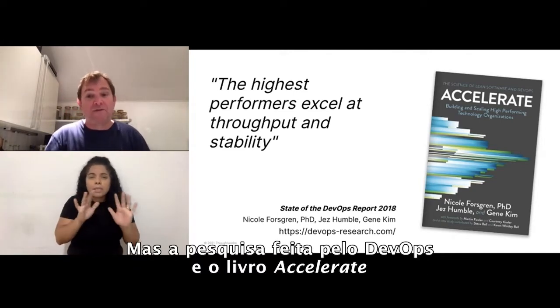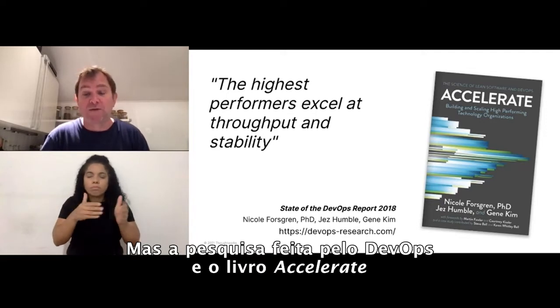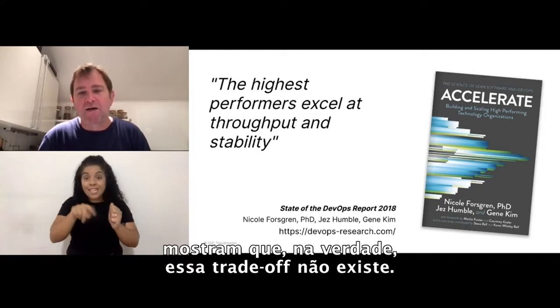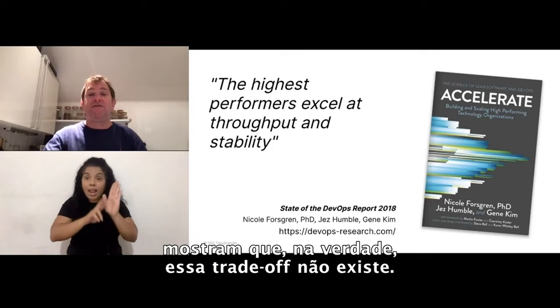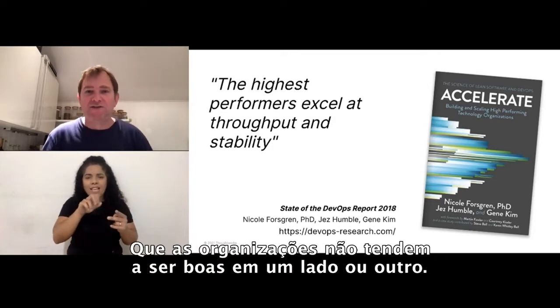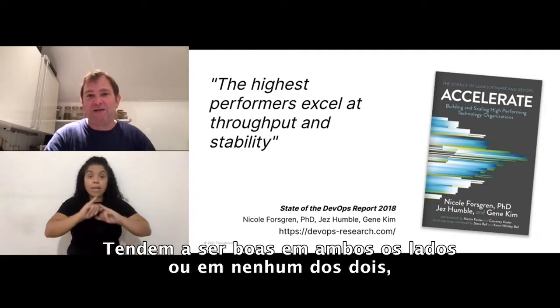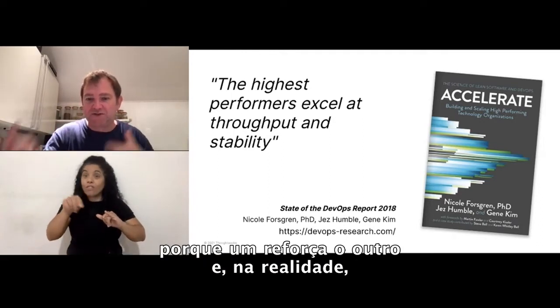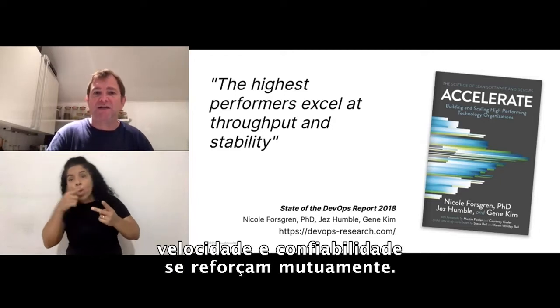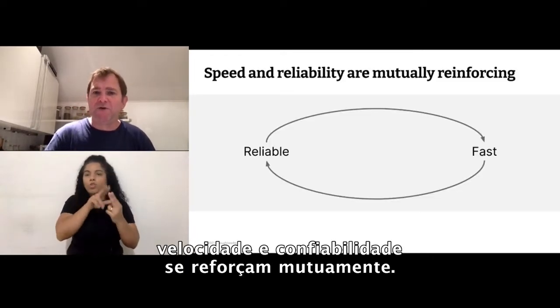But the research from the State of the DevOps report and the Accelerate book shows that actually these are not trade-offs. That organizations don't tend to be good at one side of these or the other. They tend to be either good at both sides or good at neither, because these are self-reinforcing. Actually, speed and reliability are mutually reinforcing.